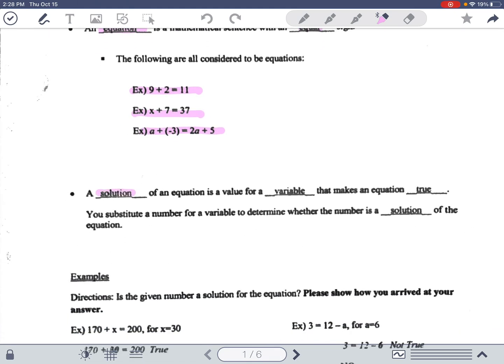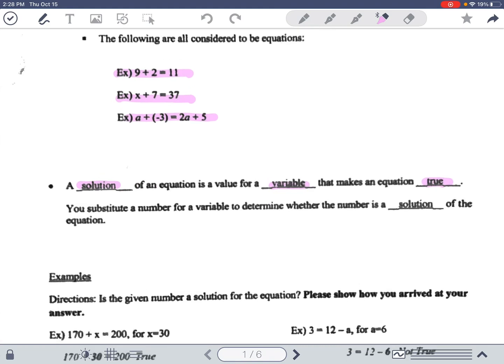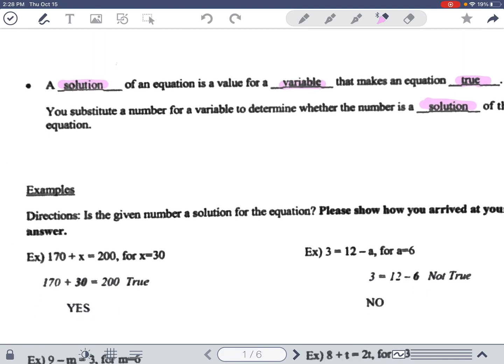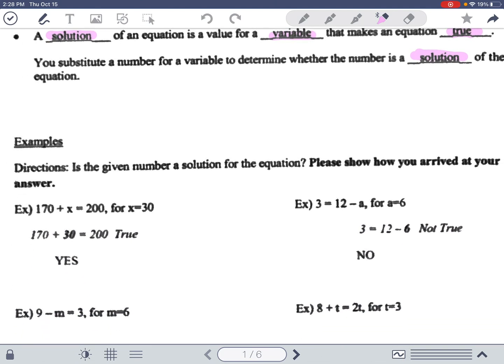A solution of an equation is a value for a variable that makes the equation true. You substitute a number for a variable to determine whether the number is a solution of the equation. Let's go through a couple examples. Is the given number a solution for the equation? Please show how you arrived at your answer. Some of these are already completed for you.